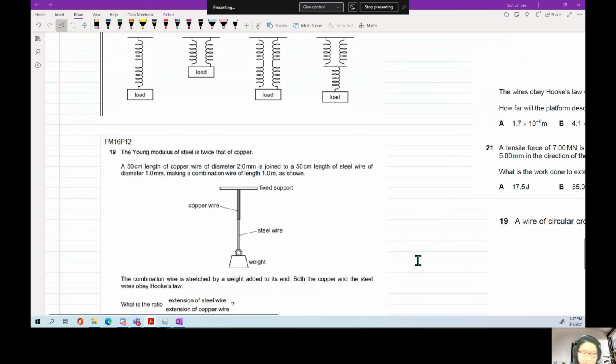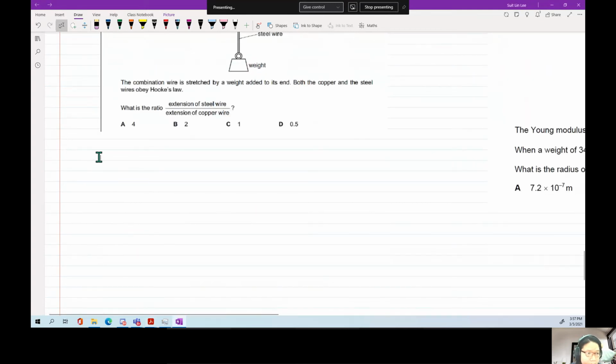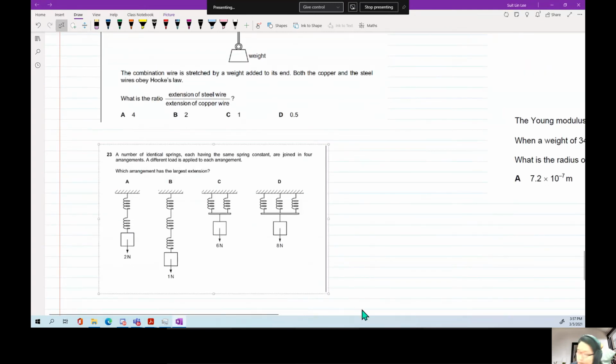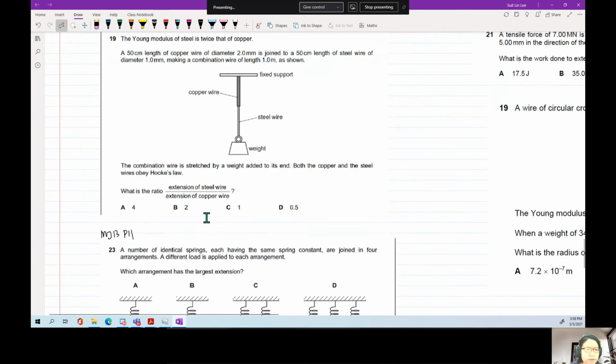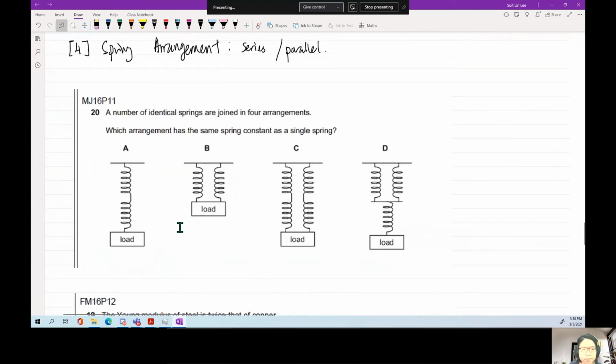This one is from June 13, paper 11. Okay, let's start from the top. We have some identical springs joined in four arrangements. I've got no equation for you, okay? Just common sense. So, which arrangement has the same spring constant as a single spring?